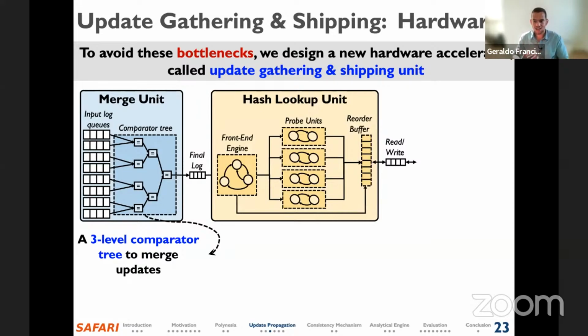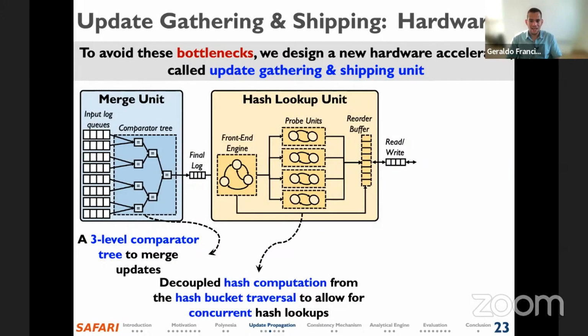Second, it has a hash lookup unit, which is responsible for finding the column location in the analytical replica for a particular transaction update in the final log. To do so, the hash lookup unit decouples hash computation from hash bucket traversal using a front-end FSM engine, a probe unit, and a reorder buffer. This allows it to issue hash lookups concurrently, thus maximizing memory bandwidth utilization.